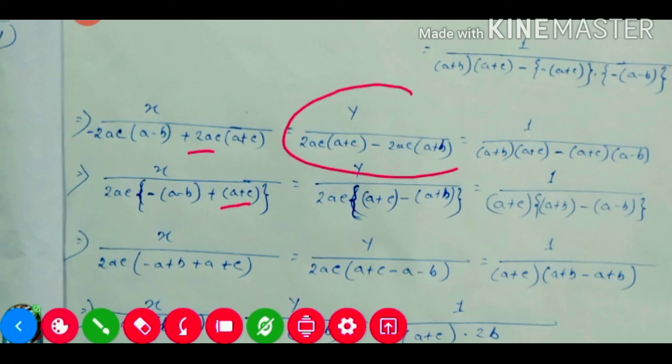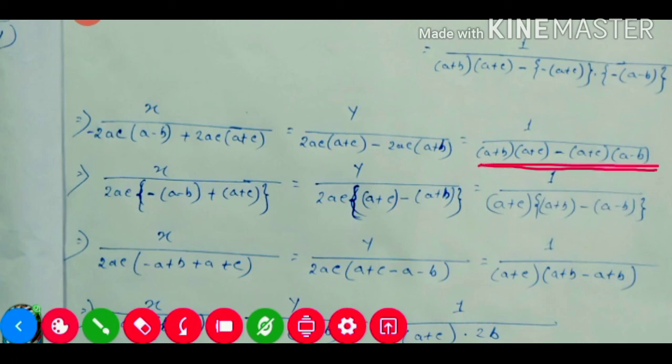Similarly in the y term also we can take 2ac common, so (a plus c) remains, and here minus sign, so minus (a plus b). Similarly, in this portion, from c1 we can take common what is similar in this pair also, in this pair also, (a plus c). See, (a plus c) is similar, it is there in both pairs, so we take (a plus c) common. What remains is (a plus b), and minus this side minus, and (a minus b).